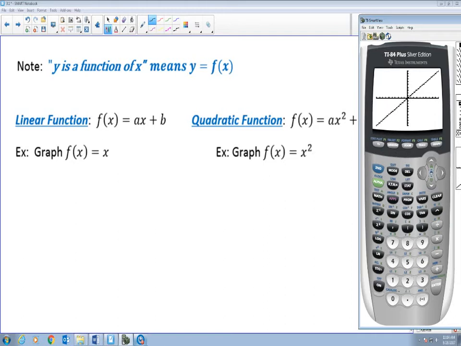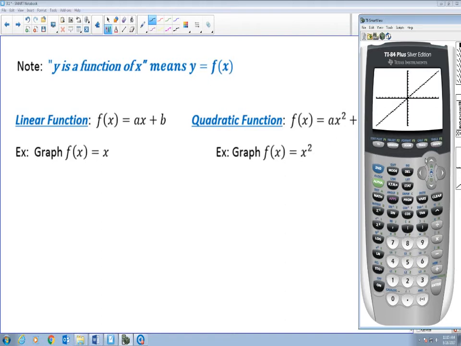Now, while we are messing with this, the word right above the window, table set, press second window. Let my table start at 0, with table increments of 1 at a time. Set both independent and dependent as auto. Your independent variable will be your x. Your dependent variable will be your y value. Your y depends on what the input x value is. So make sure you set these two on auto. Just highlight it and press enter.